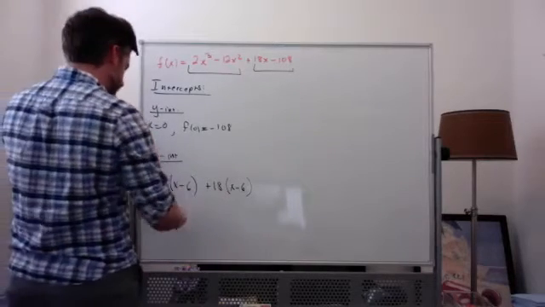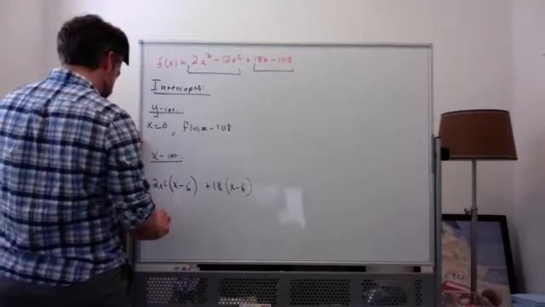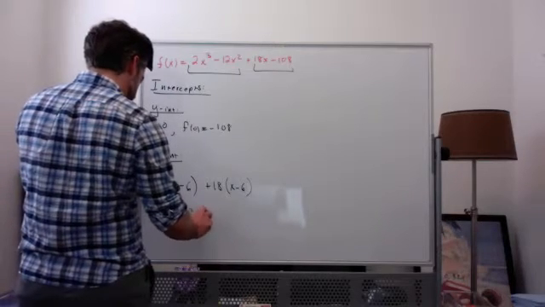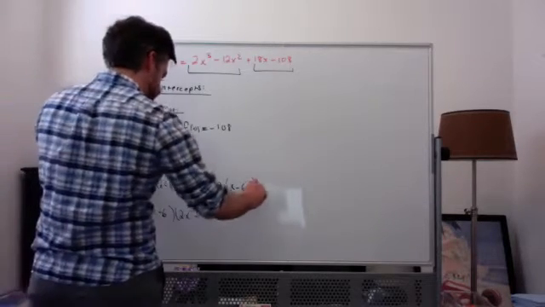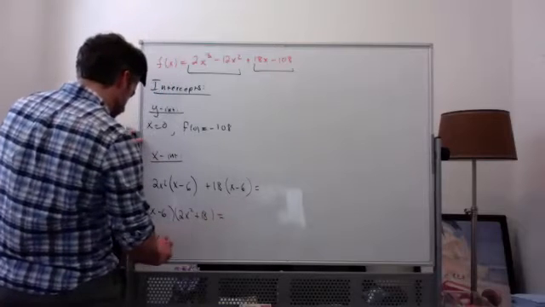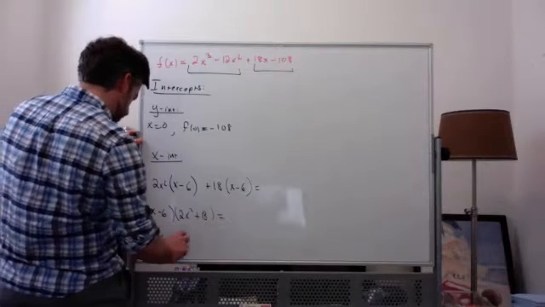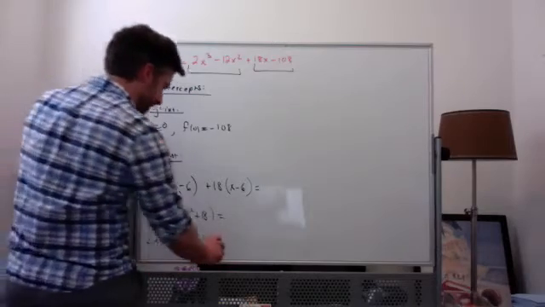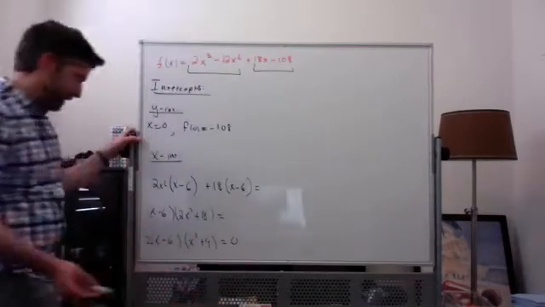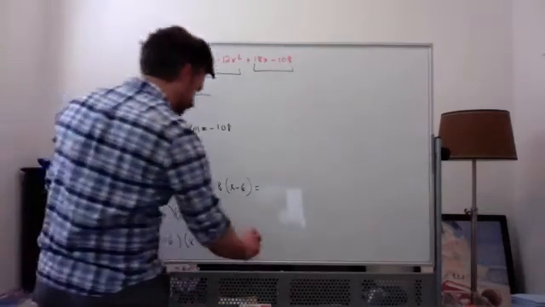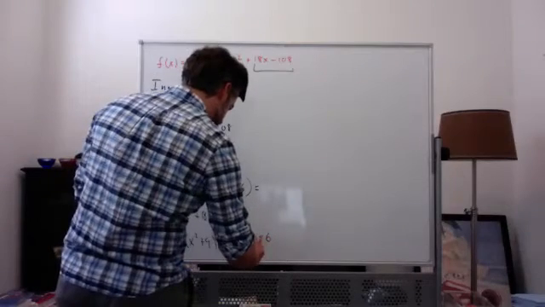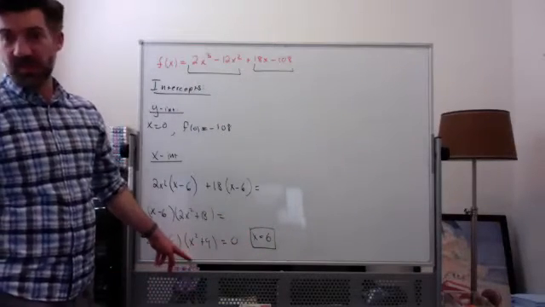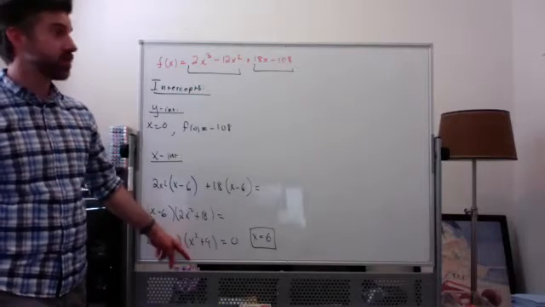In either case, this factors as x minus 6 times 2x squared plus 18. Or x minus 6 times 2 times x squared plus 9. So if I set that equal to 0, I only get one x-intercept. I get x equal to 6. And setting x squared plus 9 equal to 0 won't give me any intercepts because there's no real solutions there.